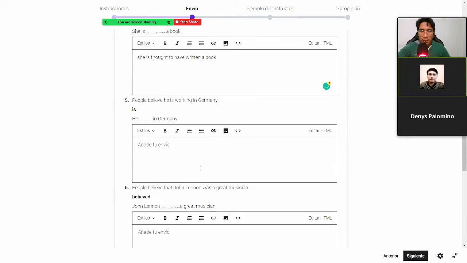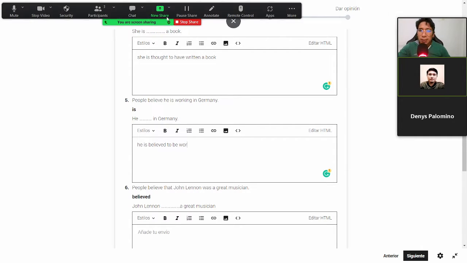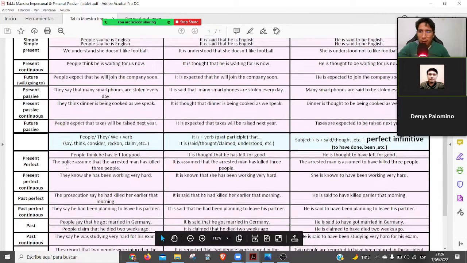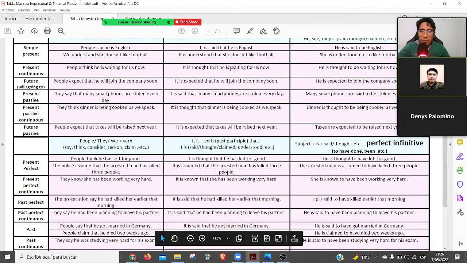Sin el been. Siguiente. People believe he is working in Germany. What do you think? He is believed to be. Les chequemos la tablita. Presente continuo, mira. It is thought that he is waiting for us. He is thought to be waiting for us.